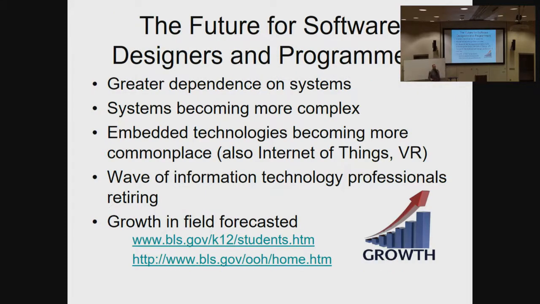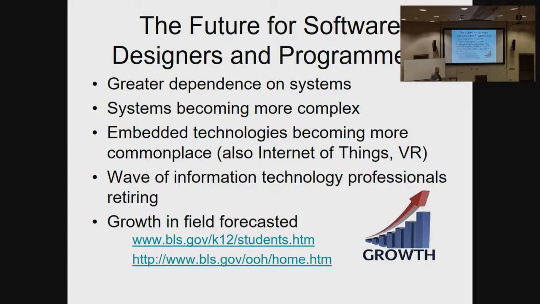The future is very bright for both programmers and software engineers. We have a greater dependence in our world on systems. You know, we have air traffic control systems. We have medical record systems. We have all kinds of systems around us that run our power grids and our infrastructure. And we have systems that run our organizations. So all of these things add up to a lot of demand for software engineers and programmers.